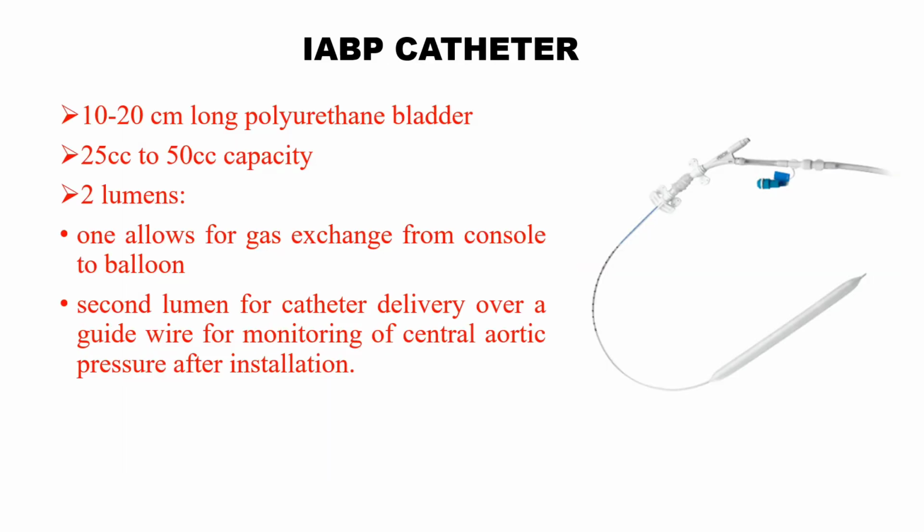Next we see the IABP catheter. The catheter has a polyurethane bladder 10 to 20 centimeters long, with a 25 cc to 50 cc capacity. The soft balloon catheter contains two lumens. One allows for gas exchange from the console to the balloon. The second lumen is for the catheter to be delivered over a guide wire and for monitoring of central aortic pressure after insertion.